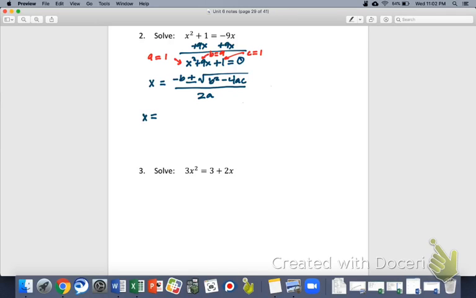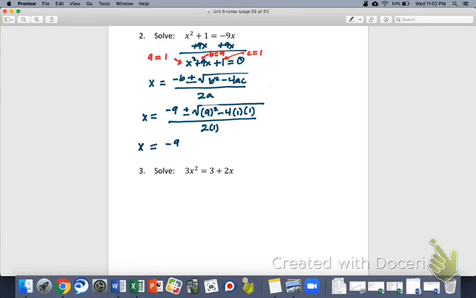So x equals -b, that would be -9, plus or minus the square root of b squared, that would be 9 squared, minus 4 times a, which is 1, times c, which is 1, all over 2a. Well, a is just 1, so that's just going to end up being a 2 down there. Okay, so I'm in pretty good shape here. I just need to follow some PEMDAS and see where this goes.